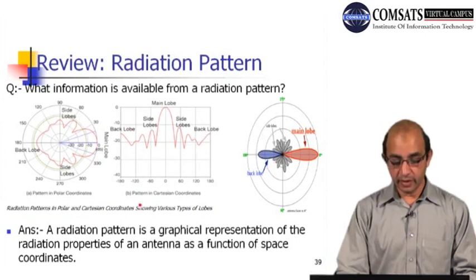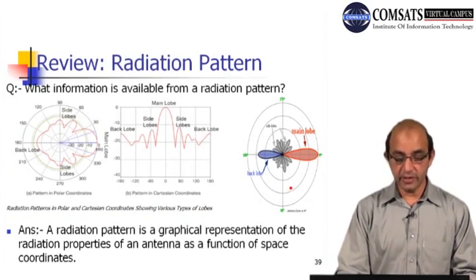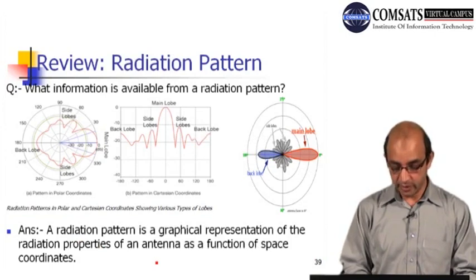And here we have the radiation pattern in Cartesian coordinates, and here we have the radiation pattern in polar coordinates. In polar coordinates, you can see it's rather easier to have a look and to conclude when we talk about the radiation pattern: a graphical representation of the radiation properties of the underlying antenna as a function of space coordinates, right?